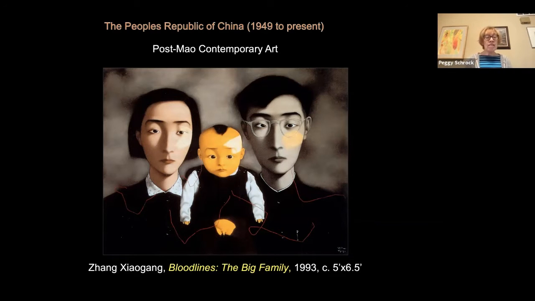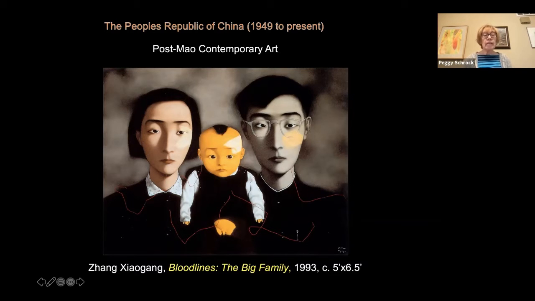You're not taking the current leader and mocking him. And so this artist, Zhang Zhaogang, is very well known for a series of works that deal with the idea of the one-child family and the importance of that child. As you can see, 5 foot by 6.5 foot. This is a really big painting, and whenever you get faces this big, it's a powerful scene.